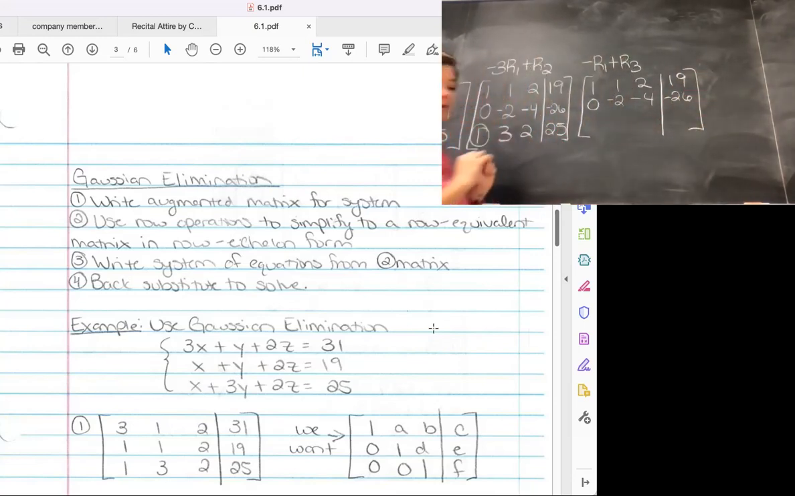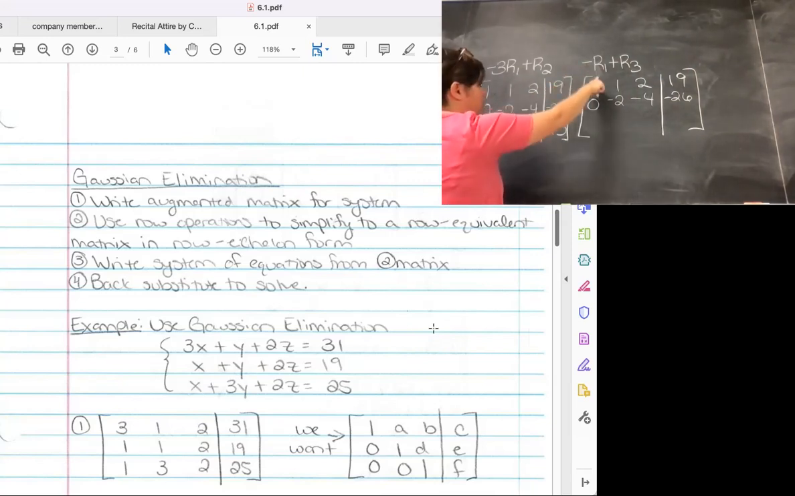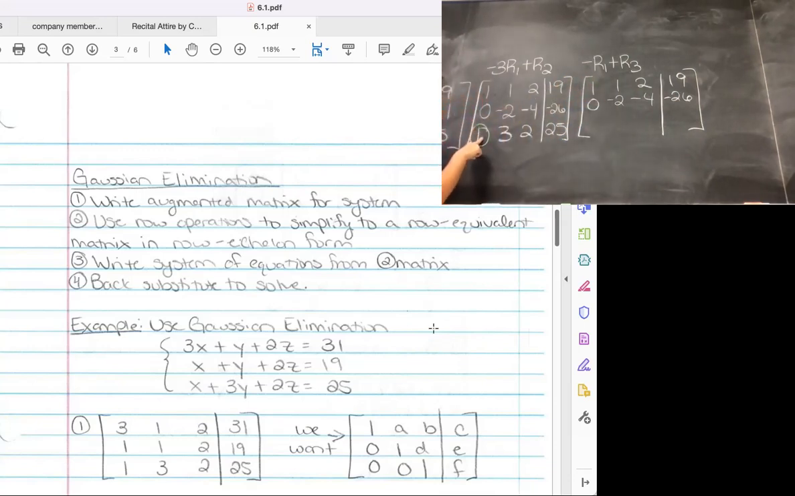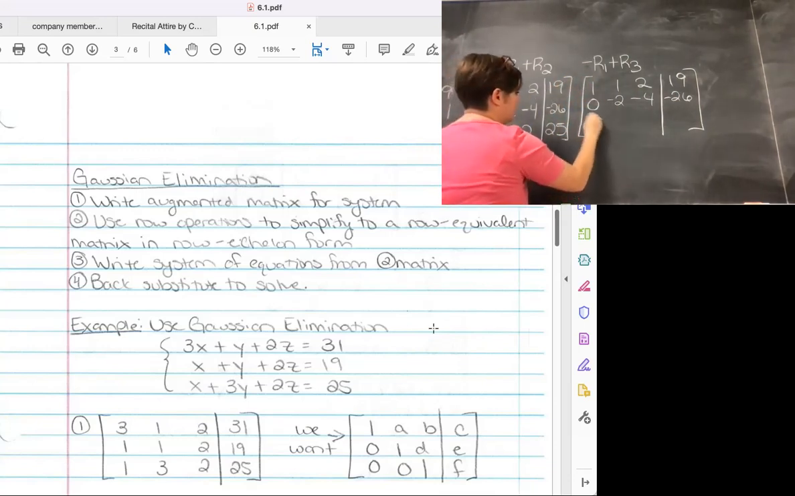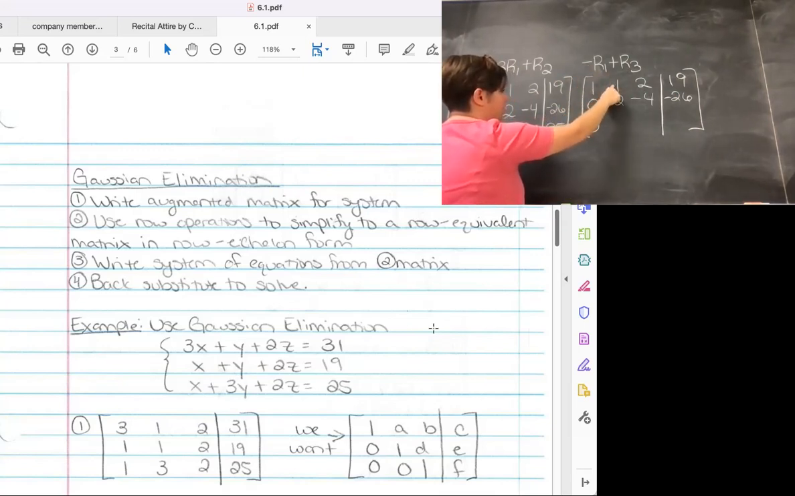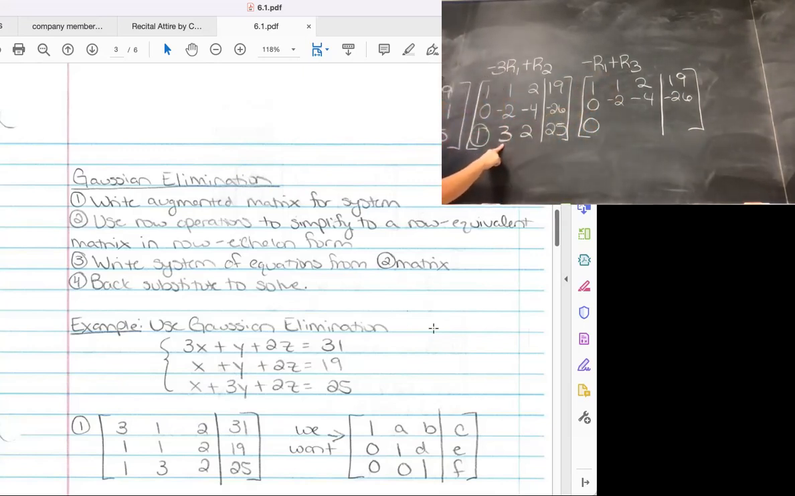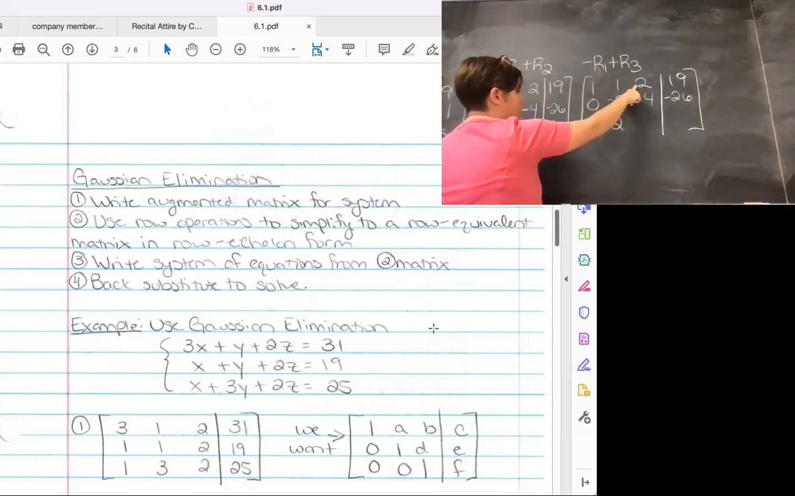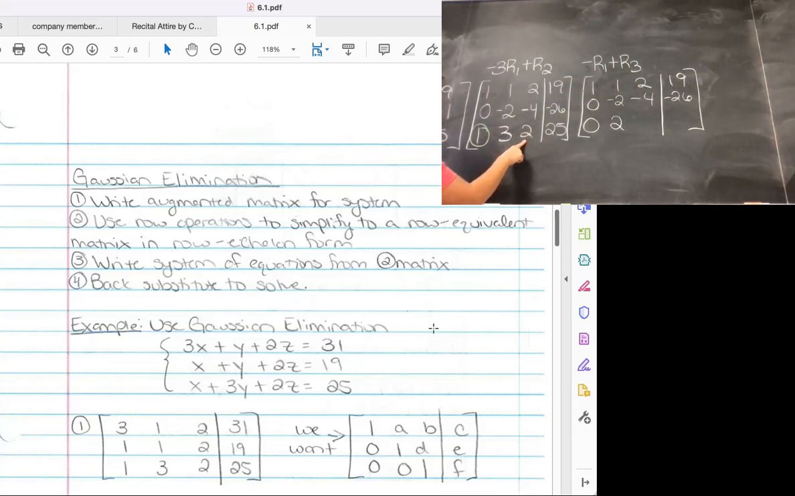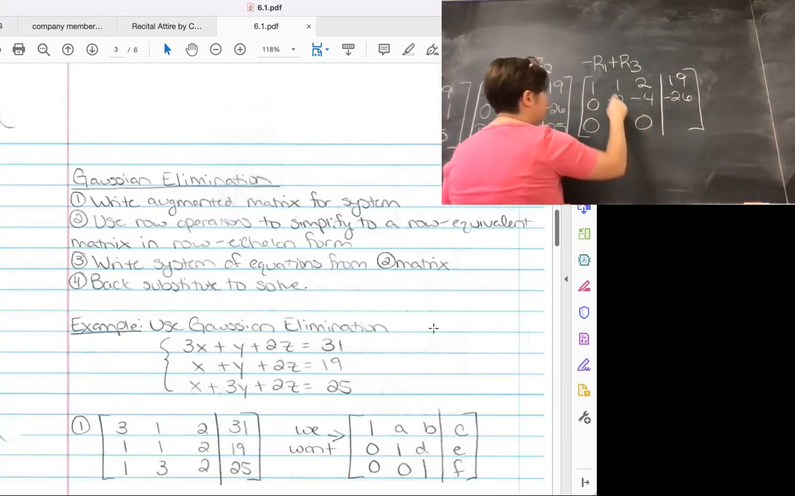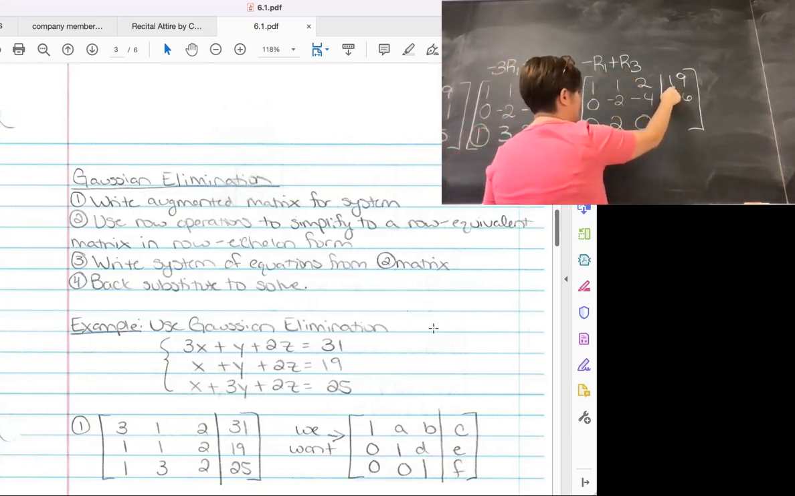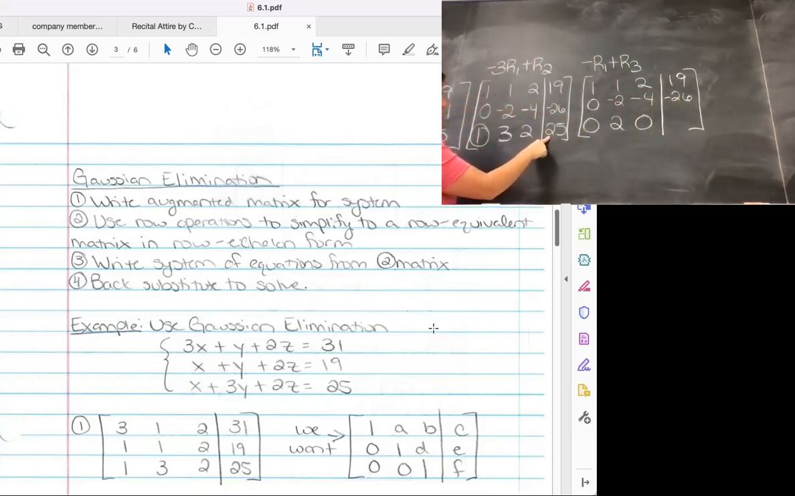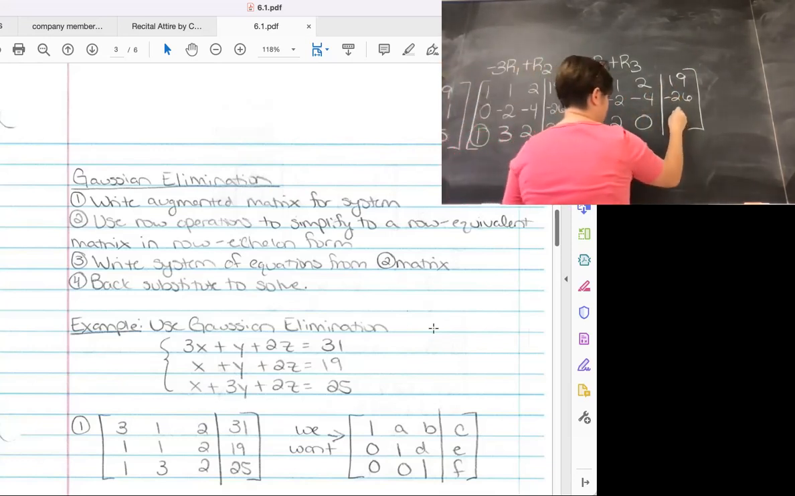And it's row 3 that is changing. So I'm taking a negative times row 1. Negative times 1 is a -1. Add that to +1, I get 0. Negative times 1 will give me a -1. I add that to 3, I get a +2. Negative times 2 is a -2. I add that to 2, I get 0. Negative times 19 is a -19. And I add that to 25, I get a +6.